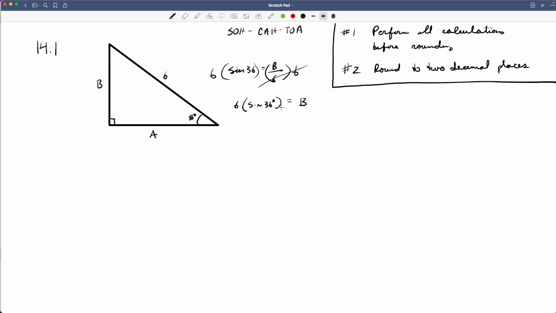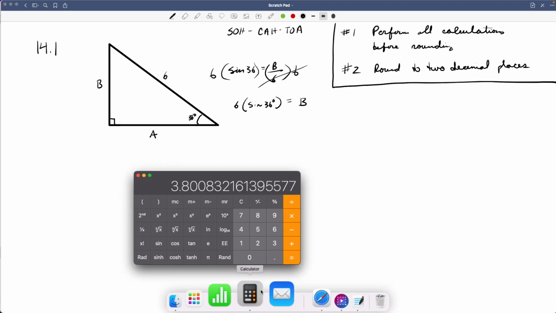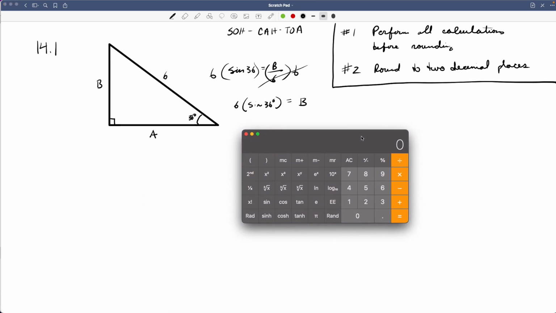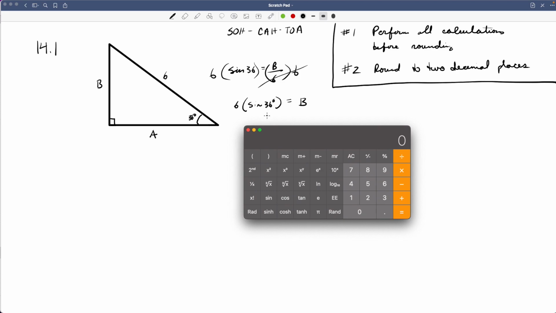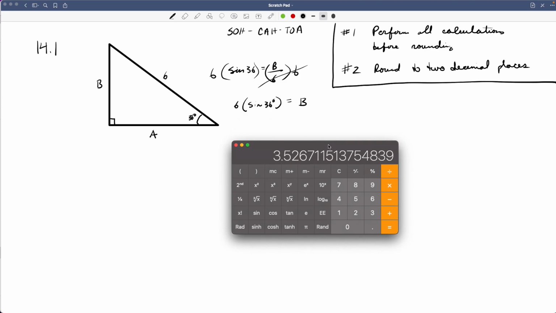So now we can do the calculations here now that we know how we're going to do them. So I'm going to pull up my calculator. Let me clear this out. And the first thing I'm going to do, order of operations says I should always do what is within the parentheses first. So I'm going to find the sine of 36 first. I'm not rounding it. I'm leaving it on the calculator. All right, so I found the sine of 36. Now I'm going to multiply by 6. So times 6 equals.